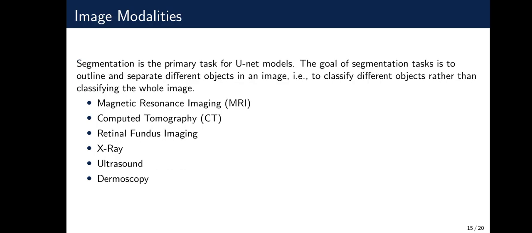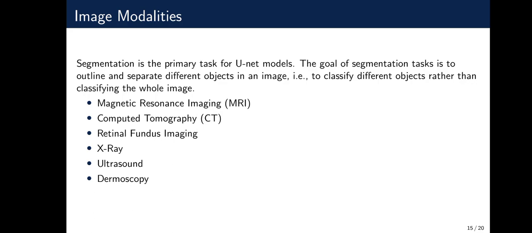And while checking image modalities, segmentation is the primary task for U-Net models. The goal of the segmentation task is to outline and separate different objects in an image, that is, to classify different objects rather than classifying the whole image.